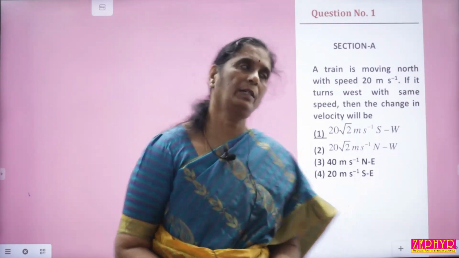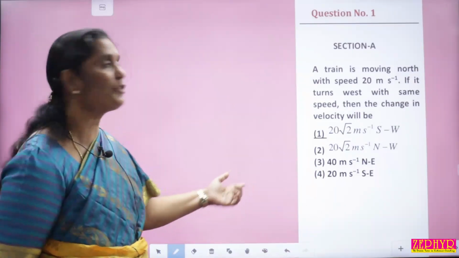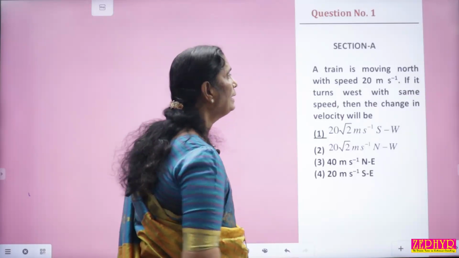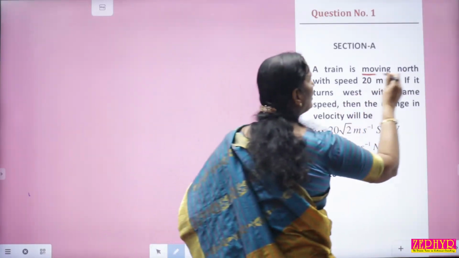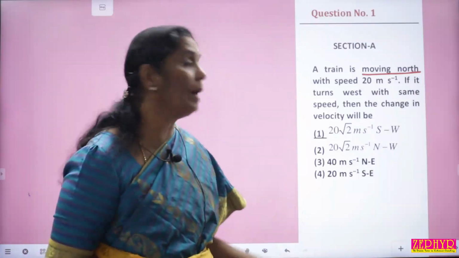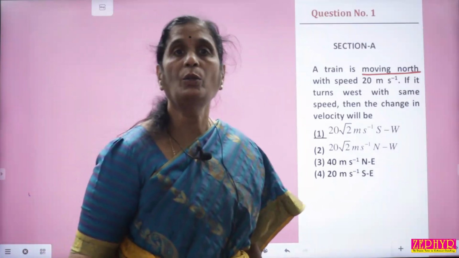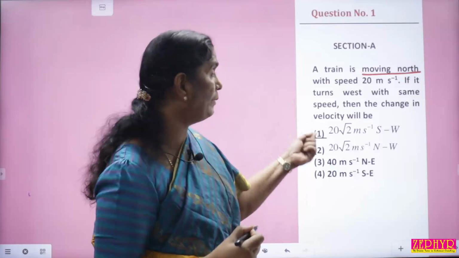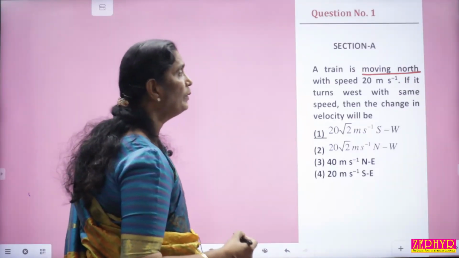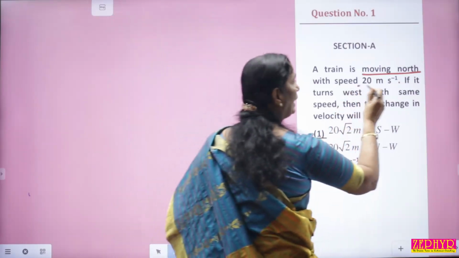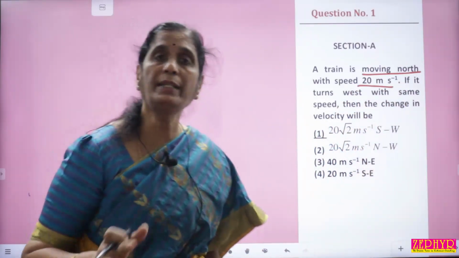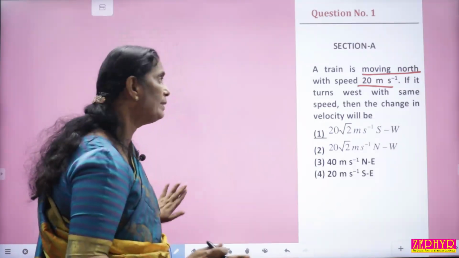Okay, so first question, read the first question. A train is moving north. So always this question comes from vector application. So you just very carefully read the direction. A train is moving north with a speed of 20 meters per second. If it turns west, it is changing its direction with the same speed.